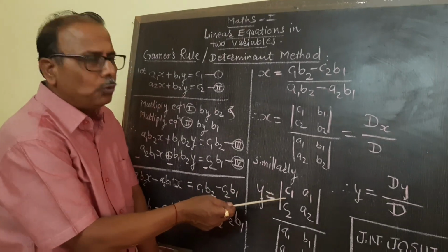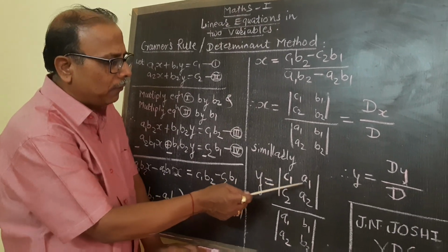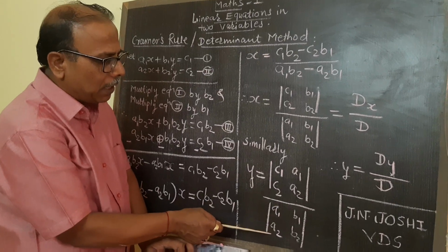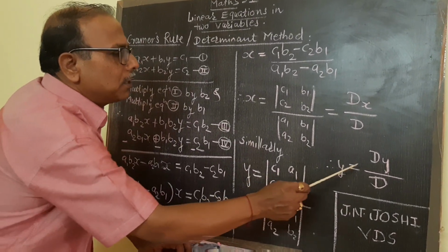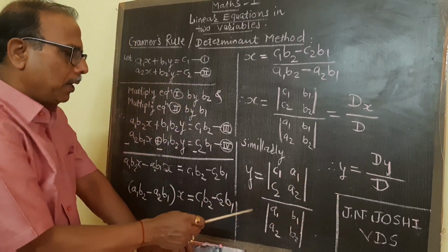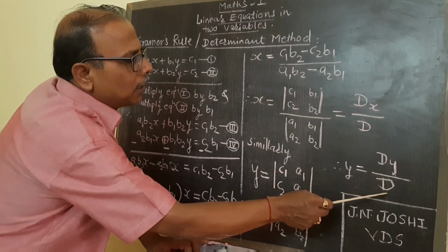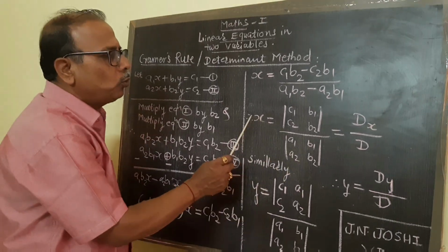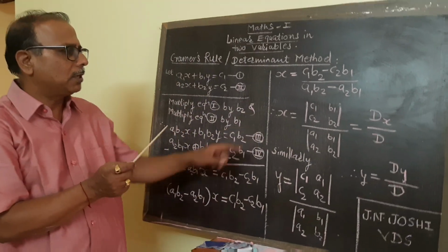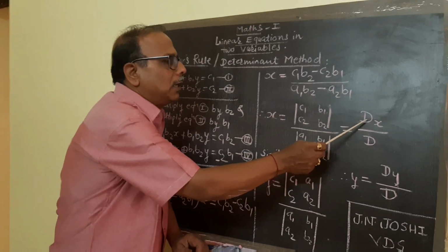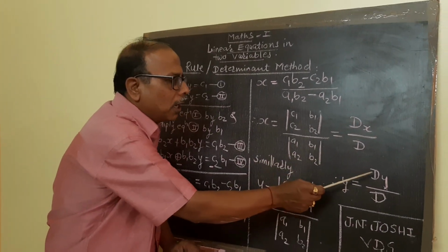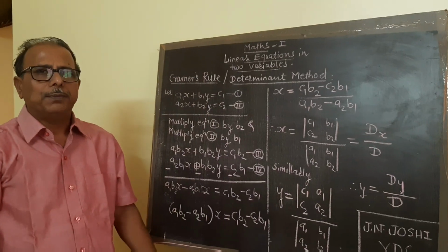like this: the two determinants c1 c2, a1 a2, and a1 a2 and b1 b2. Here this value of determinant is d of y or dy, and value of this determinant is again d. So we get here two values of variables x and y. X can be calculated dx upon d, and y can be calculated dy upon d.